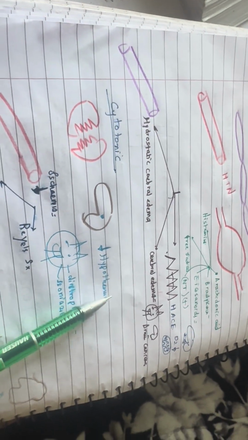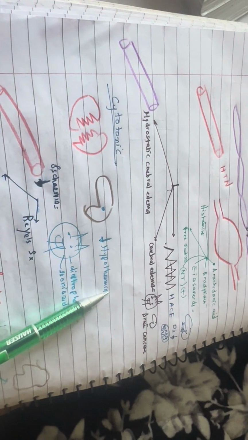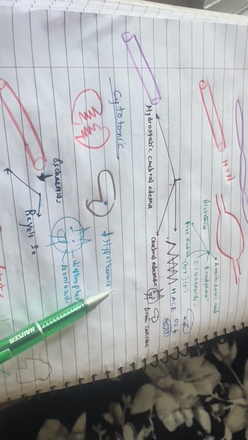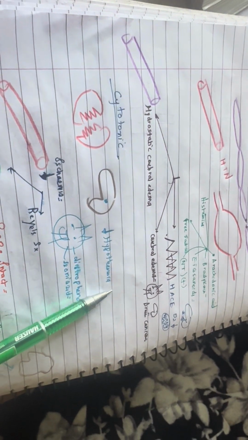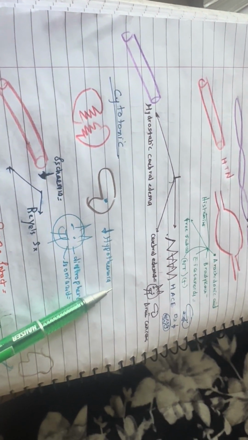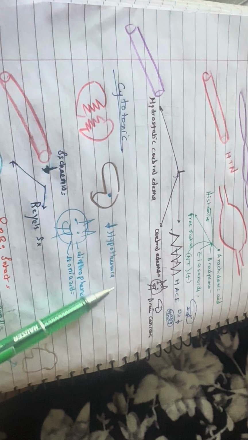Next is osmotic. Osmotic edema causes: excessive water intake, hemodialysis, hyponatremia, rapid reduction of blood glucose in a hyperosmolar hyperglycemic state, formerly hyperosmolar non-ketotic acidosis, and syndrome of inappropriate antidiuretic hormone, SIADH.